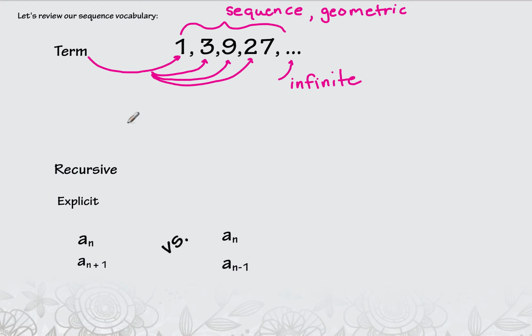So remember, we would write something like this. The first term is 1. The second term is 3, and so forth. The third term is 9. Remember, these are subscripts. Subs do not have any mathematical operations. They denote position.